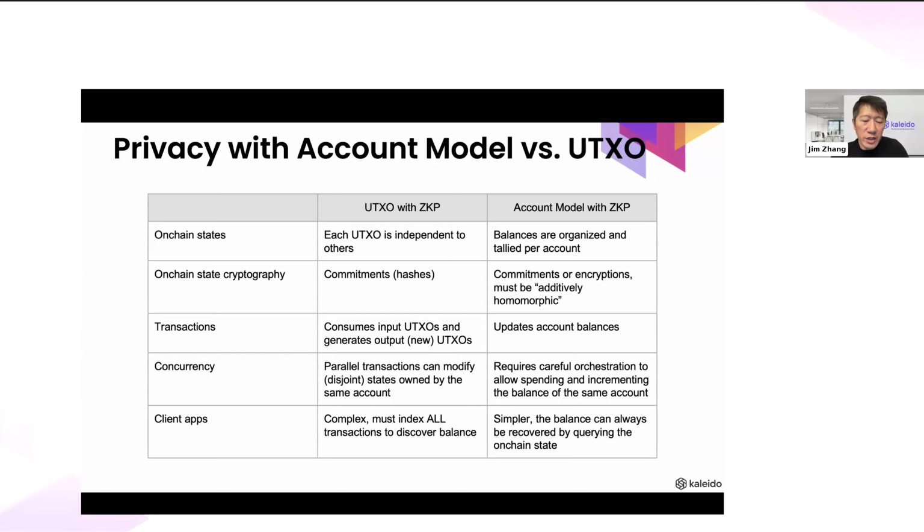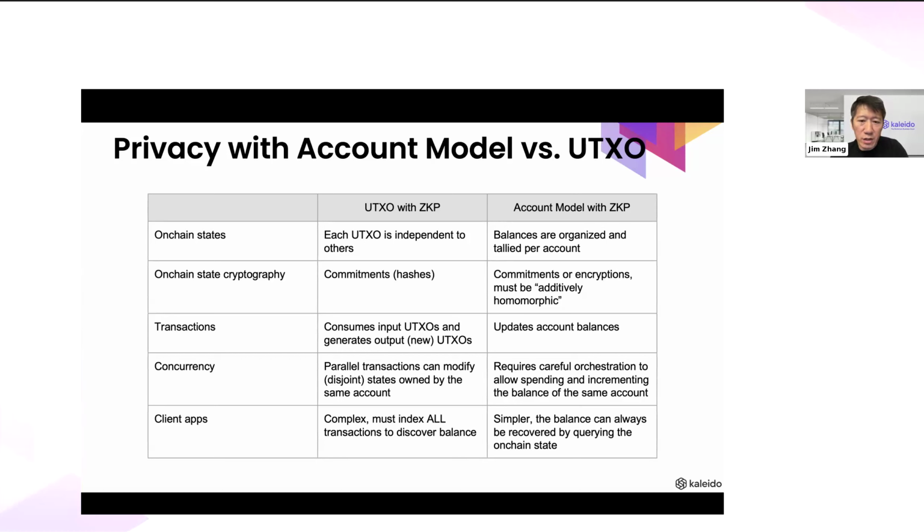And in terms of the on-chain state cryptography, with UTXO, each UTXO is using commitments rather than values in order to hide the value for privacy purposes. But if you use an account model, then your commitments, or you can also use encryption, must be additively homomorphic, which means we are adding the ciphertext, either from the commitment hashes or from the encryption scheme, together so that at the end, you still have one value for the account to represent the balance.